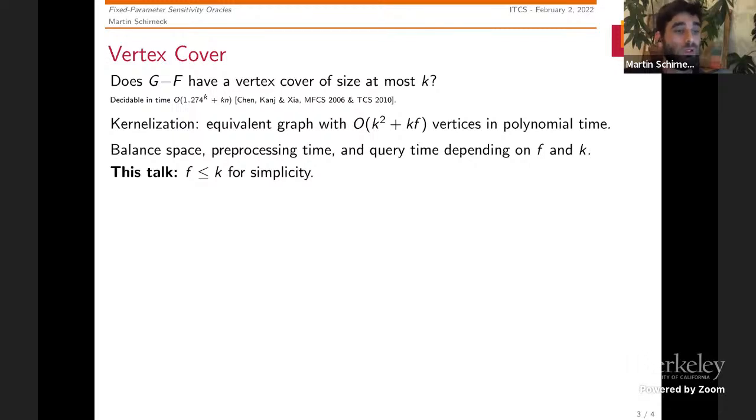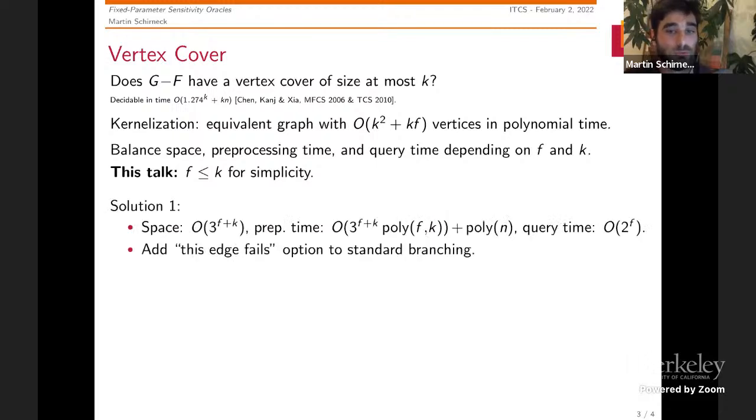But still, what we inherit from sensitivity oracles is that you have to make careful trade-offs between the space you allow and the preprocessing time and the query time, which now all depend on f and k and how these parameters relate to each other. This is a pretty common observation for data structures, that there's not one single data structure that is best for all parameters. So here I confine myself to some f that is smaller than k, and still we'll have our hands full balancing space, preprocessing time, and query time.